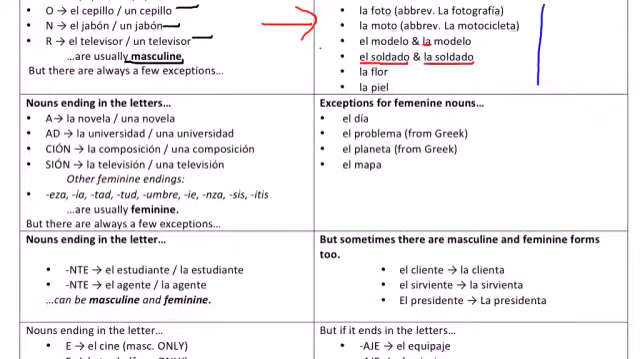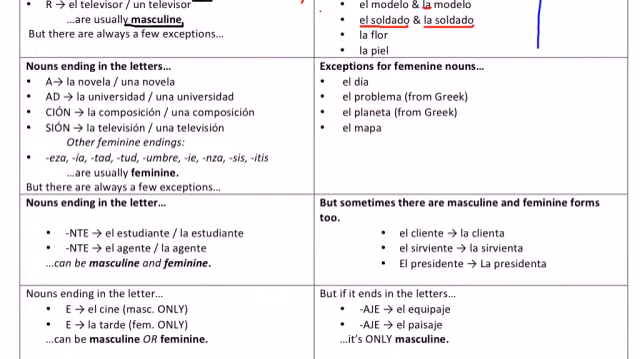Moving right along, nouns ending in the letter A, AD, CIÓN with an accent on the O, and SIÓN are usually feminine. There are some other feminine suffixes, esa, ia, tad, tud, umbre, ie, nsa, cis, and itis, and these are also feminine as well. However, we can see to the right that there are exceptions for feminine nouns.